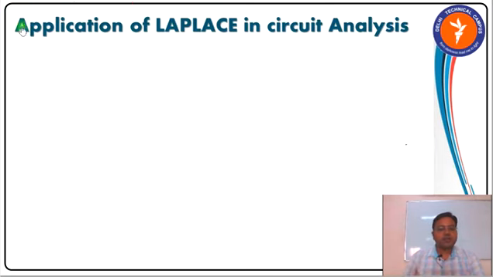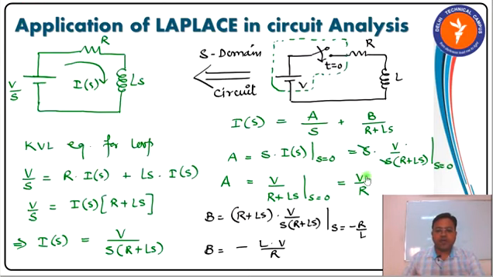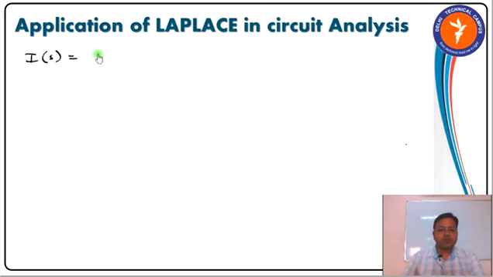I will get I of S to be equal to A. So A was, let's go back once again, A was V by R. So I will put V by R divided by S plus B. B was minus L into V divided by R divided by R plus LS. So this is the I of S, and now I need to take the inverse Laplace of this.